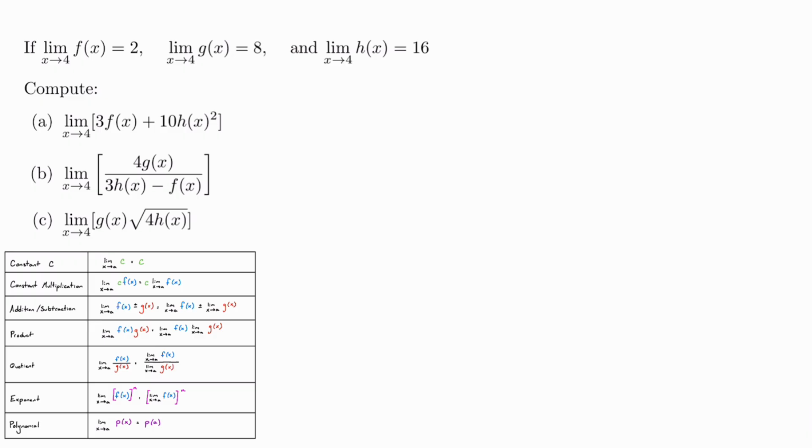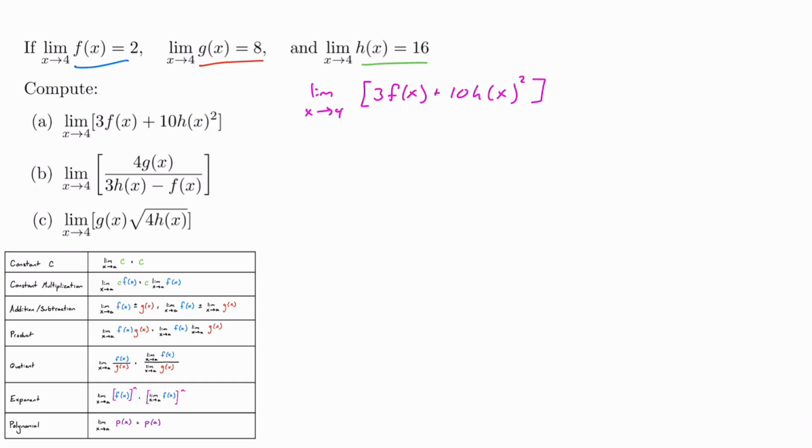Alright, so now we are looking at some questions based off of the limit properties. We've got 3 different limits of functions. We've got f of x equal to 2 as x approaches 4. For g of x as x approaches 4, we've got 8, and h of x is equal to 16. Let's solve this limit for a. Let's write this out: the limit as x approaches 4 of 3 times f of x plus 10 times h of x squared.